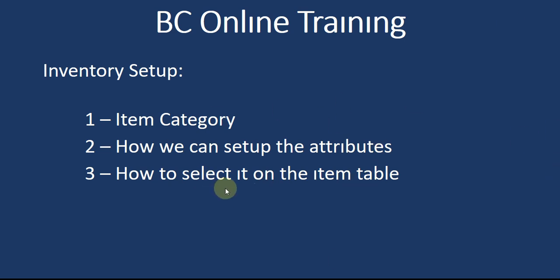Today we will talk about item category and how you can define these in Business Central, and also how we can set up the attributes and how we can select this on the item table level.